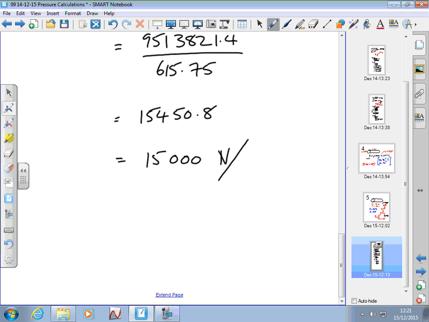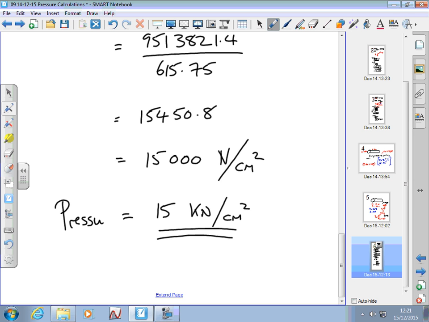And what's the unit? Newtons for the force over area, which I measured in square centimetres. So 15,000 newtons per square centimetre. Or, if I wanted to use kilonewtons, 15 kilonewtons per square centimetre, and that will be the pressure. So hopefully, if you had a go at this, that's roughly the answer you got. You might disagree slightly because of roundings, but it should be that if you round to two significant figures.